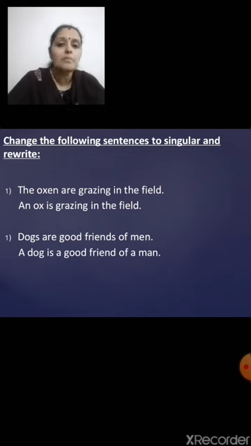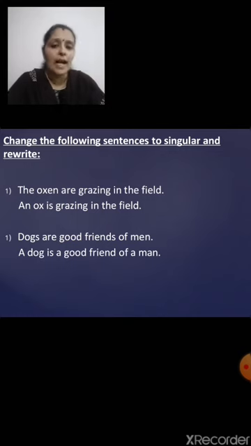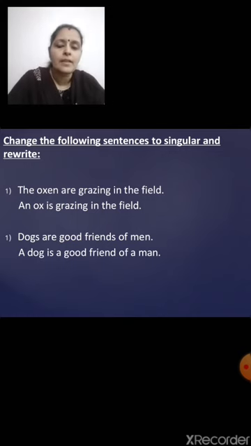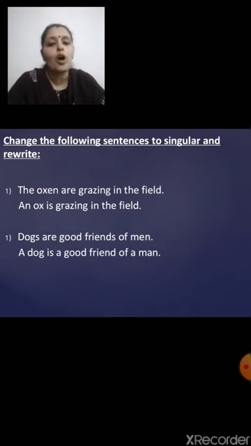So, oxen becomes ox. And I have to write a or an before it. So, I'll be writing an ox. Why? Because o is a vowel here. So, an ox is grazing in the field. Right? Even the oxen are grazing in the field. Here, the singular form of that will become an ox is grazing in the field. Yes?